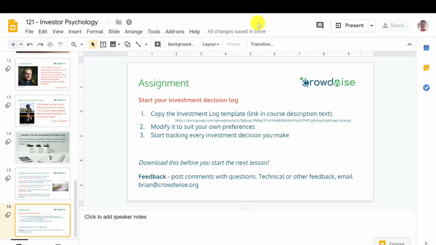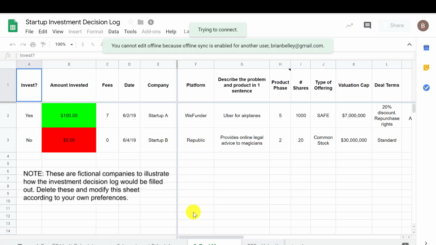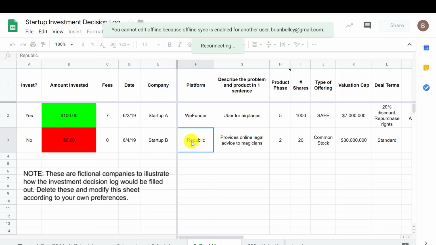Let's take a quick look at the investment decision log. Basically, the sheet you're going to be looking at is Sheet 3, Deal Memos. And I've put together a simple template modified from something that I use for my own personal use. So for each company, I have my investment decision, whether or not you decide to invest, the amount you decided to invest. These are just fictitious companies, of course, but this is usually the date that I invested or made my decision, the company name, the funding portal that it's raised on, WeFunder, Start Engine, Republic, etc.